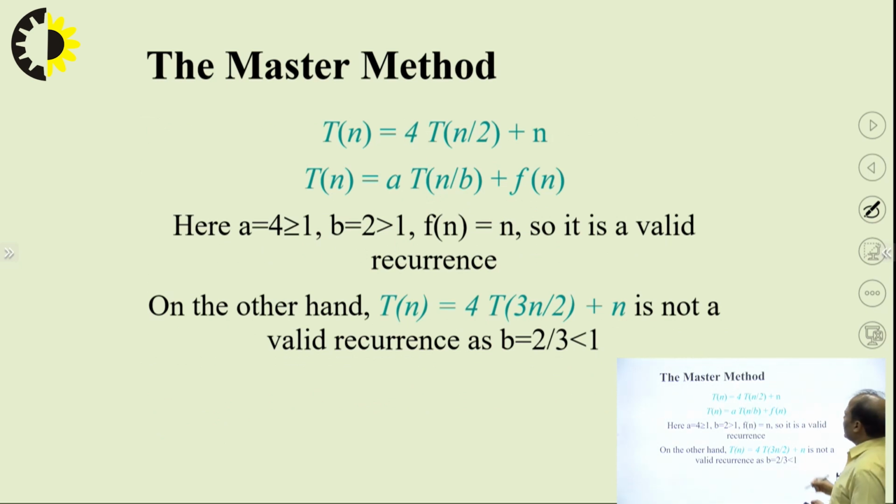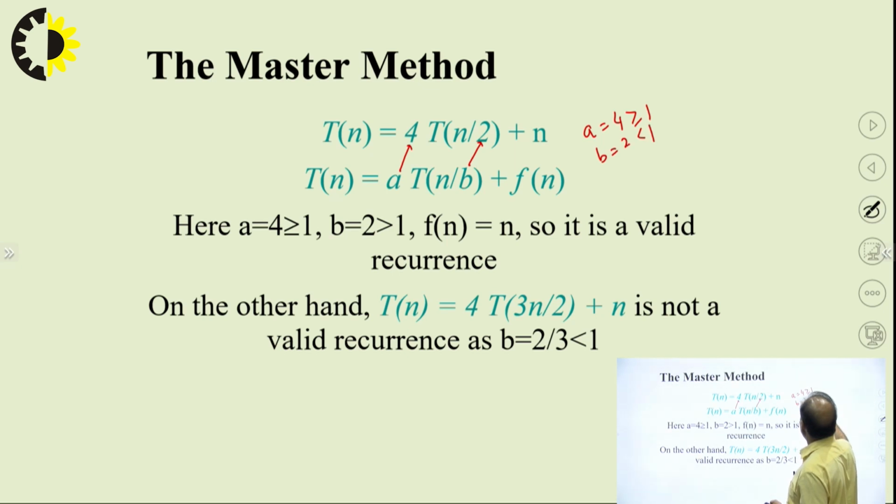Let us have an example. Tn is 4 Tn by 2 plus n. If we compare this recurrence relation with the standard form, we see that a equals 4 and b is 2. Now a is 4, which is greater than or equal to 1, and b is 2, which is greater than 1. So this is a valid recurrence, and fn can be any asymptotically positive value.